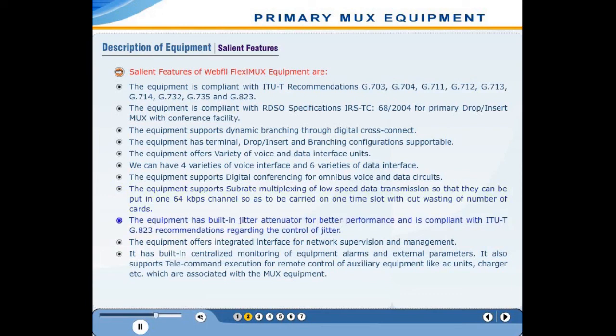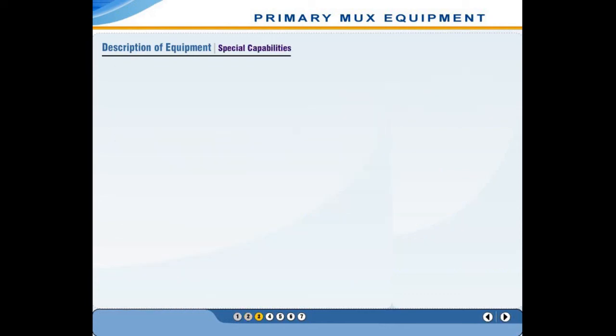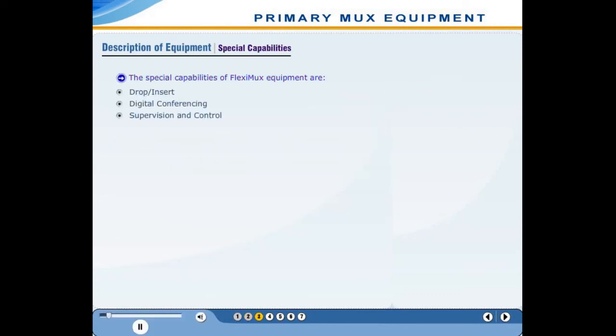The equipment has built-in jitter attenuator for better performance and is compliant with ITU-T G823 recommendations regarding the control of jitter. The equipment offers integrated interface for network supervision and management. It has built-in centralized monitoring of equipment alarms and external parameters. It also supports telecommand execution for remote control of auxiliary equipments like AC units, chargers, etc., which are associated with the MUX equipment.